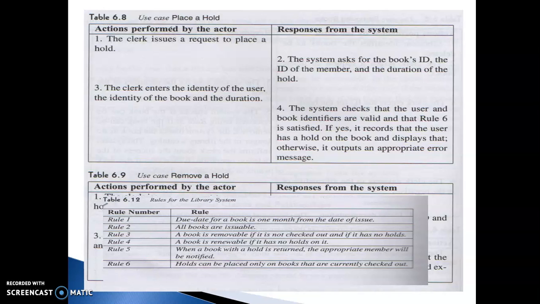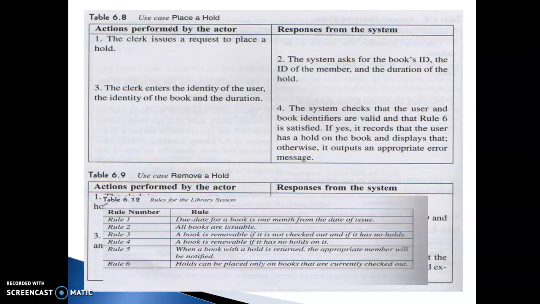The system checks that the user and the book identifiers are valid, and that rule 6 is satisfied. So what is this rule 6? Holds can be placed only on books that are currently checked out. See, this is the important point to be noted here. The book which you have taken, only for those books you can place a hold. If you haven't taken the book and you want to place a hold, there is no point. Okay, there is no meaning in that.